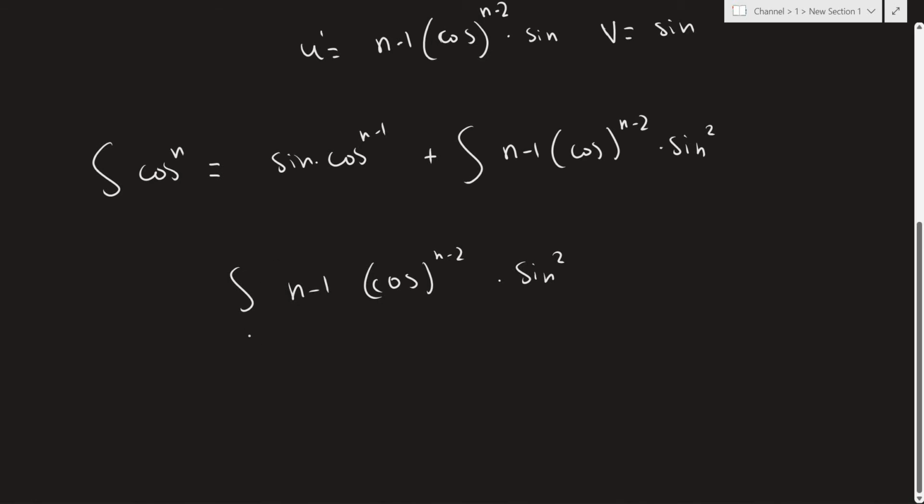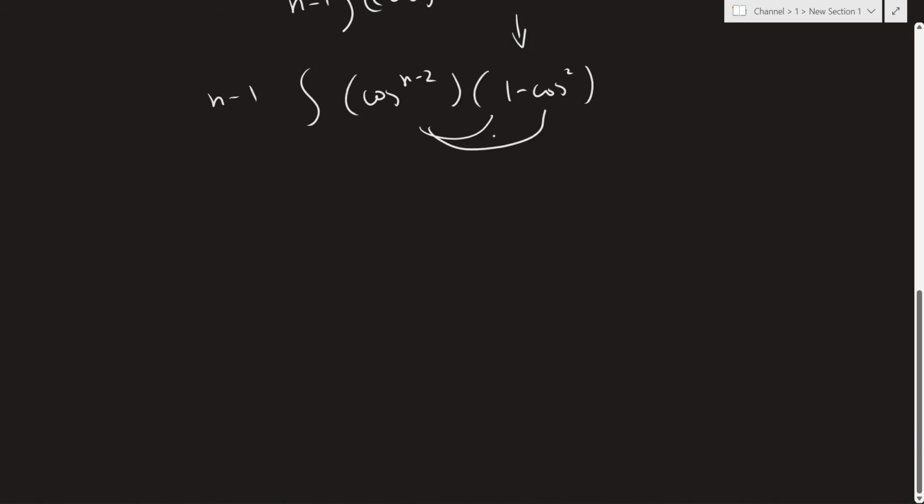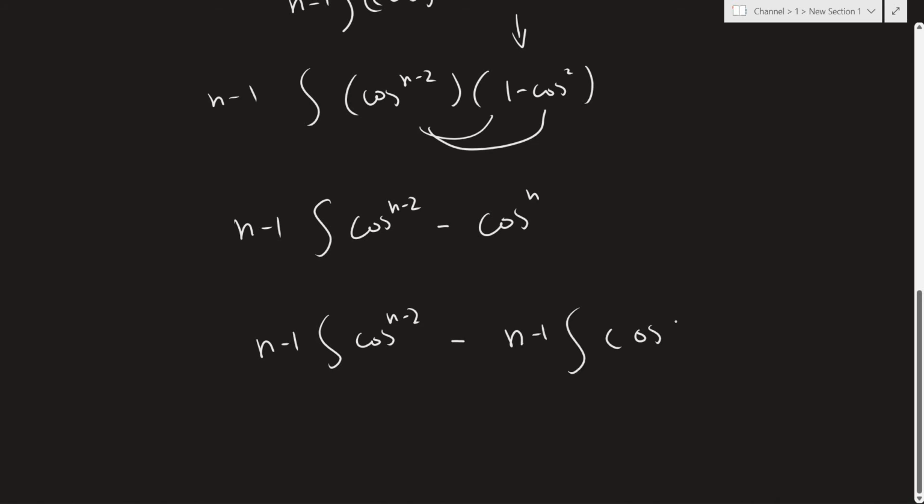N minus 1 can go outside since it's a constant. And sine squared can be rewritten as 1 minus cosine squared. And what I'll do now is I'll multiply. So cosine^(n-2) times 1, and then minus cosine squared times cosine^(n-2); we add the powers, so minus 2 plus 2 is simply cosine^n. Okay, and then I'll distribute the n minus 1. So it's going to be n minus 1 times the integral of cosine^(n-2) minus n minus 1 times the integral of cosine^n.